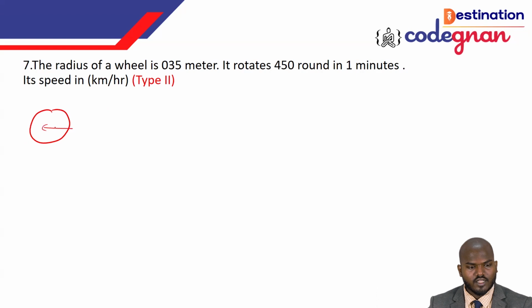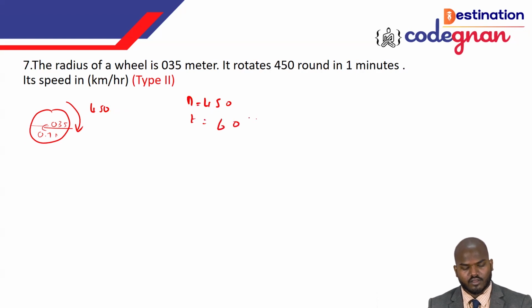You see this one? That wheel radius is equal to 0.35 meter. So if you take this one, the total diameter is equal to 0.7 meter. This one rotates 450 times. So you can call it n is equal to 450 times. The time is equal to 60 seconds or 1 minute. So you want to find out the speed from the radius and the number of revolutions. You can find out the speed here.